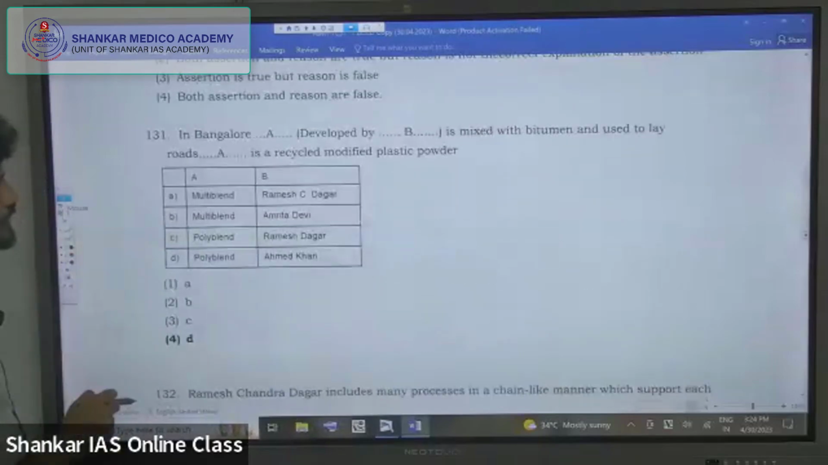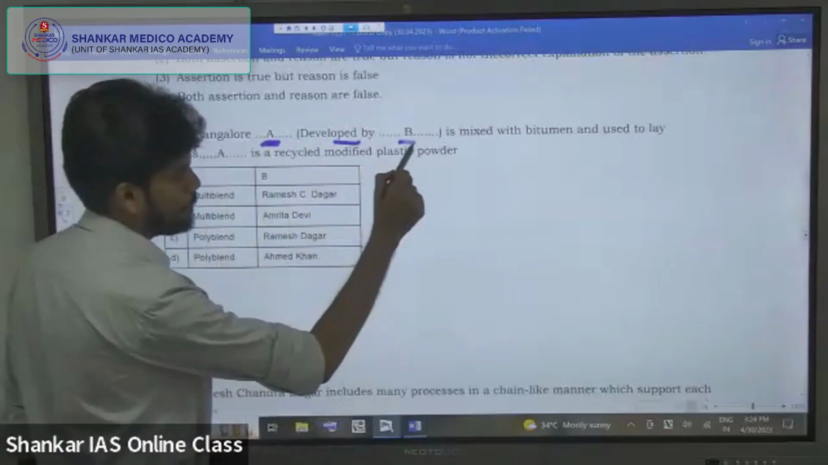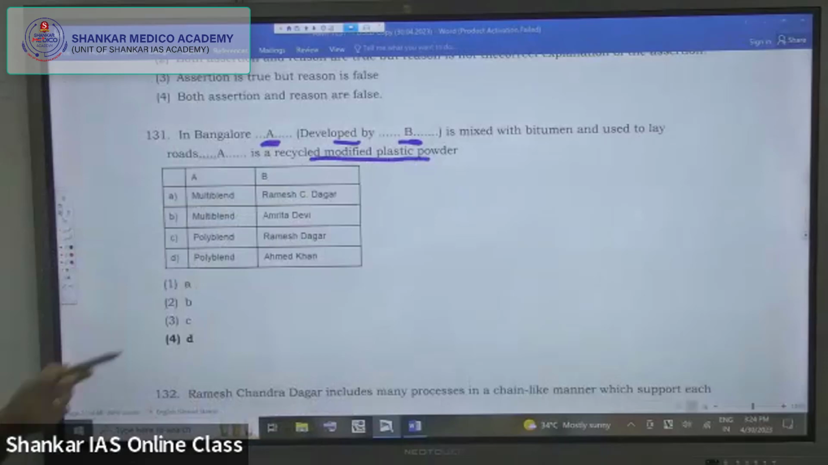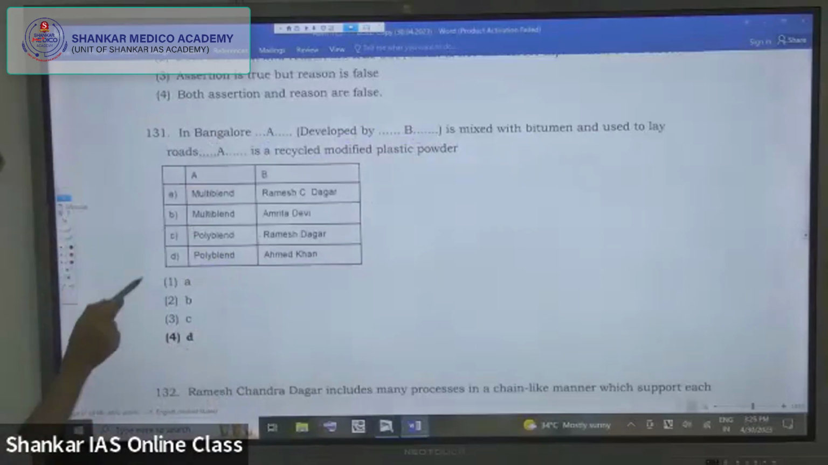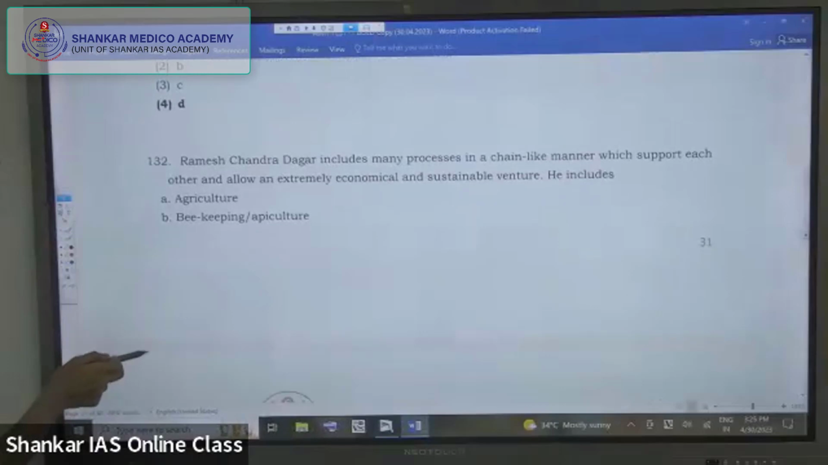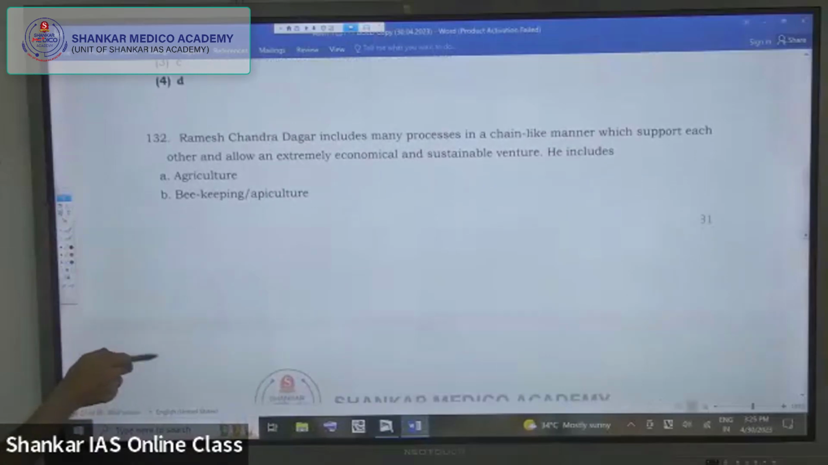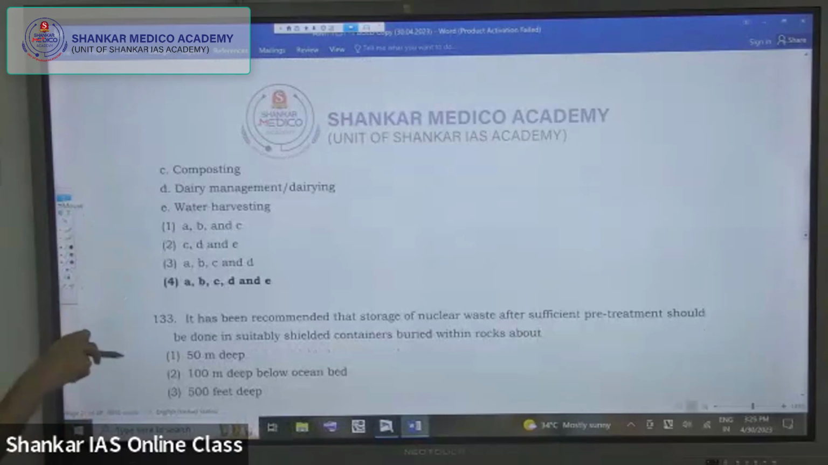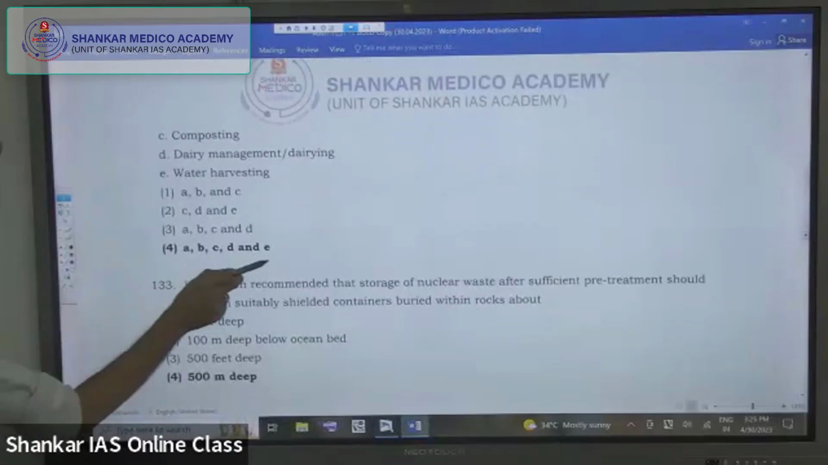Okay. Then here they have given two statements: in Bangalore, A was developed by B. A is the recycled modified plastic powder, which will be the polyblend. Polyblend was proposed by Ahmed Khan. He mixed it with bitumen and that is used for constructing roads. And this question is also taken from a case study in organic farming. Ramesh Chandrasagar did so many sustainable ventures, like agriculture, beekeeping, composting, dairy management, and water harvesting. So A, B, C, D, E will be the correct answer.